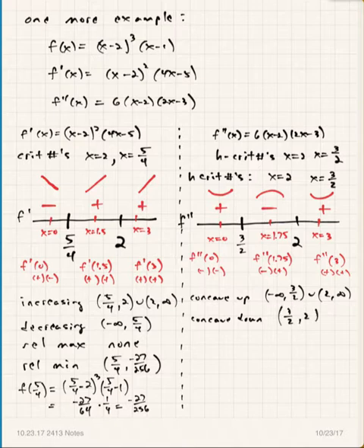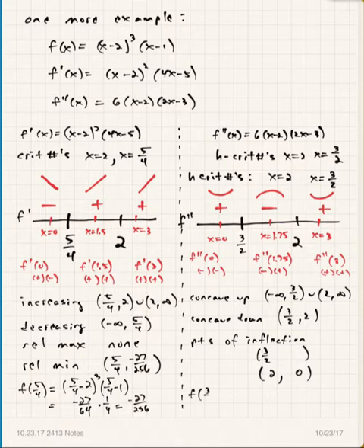We get points of inflection. We have 2 sign changes, so we have 2 points of inflection. One of them is at 3/2, and then the other one is at 2. Now 2 is easy to calculate. That's just 0 for the y value. But for the y value for 3/2, you're looking at f of 3/2.